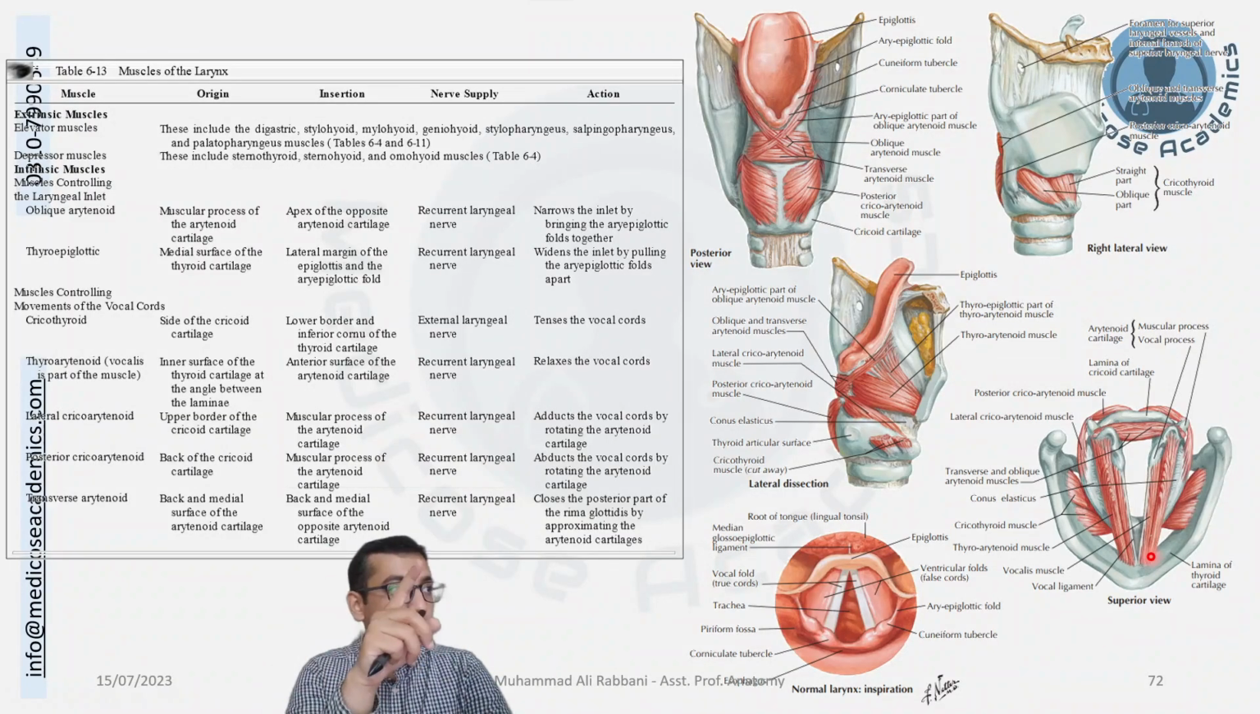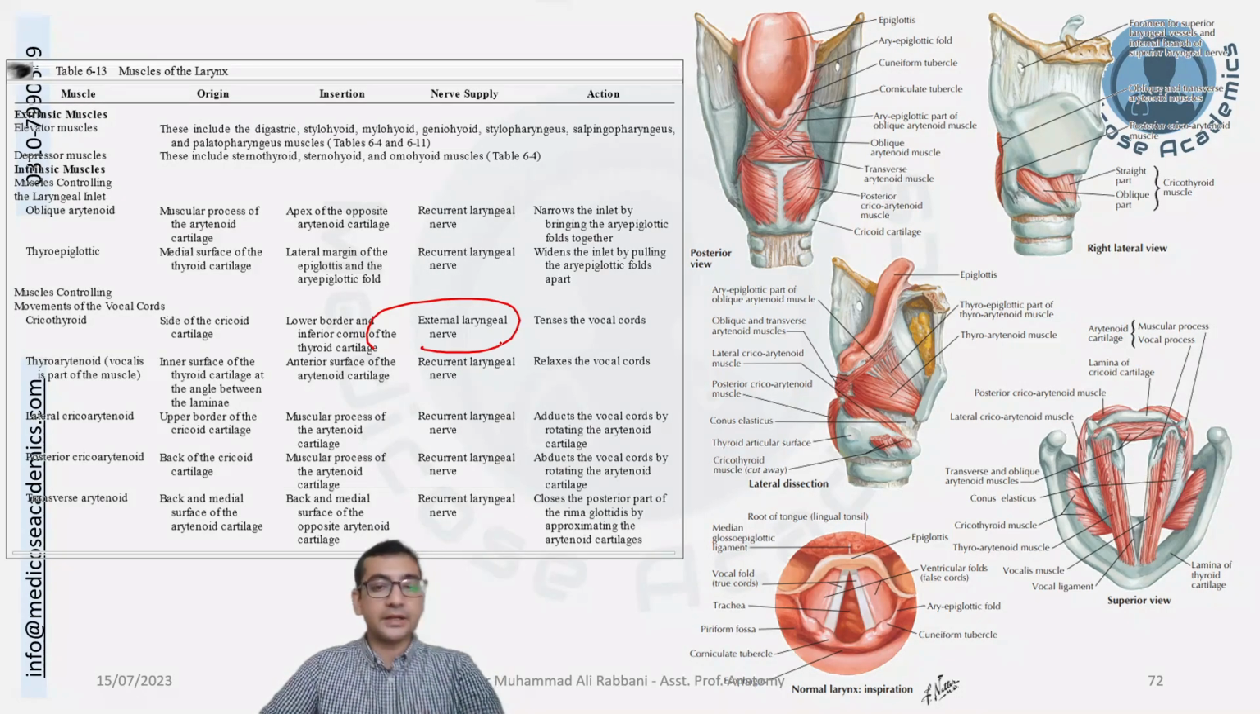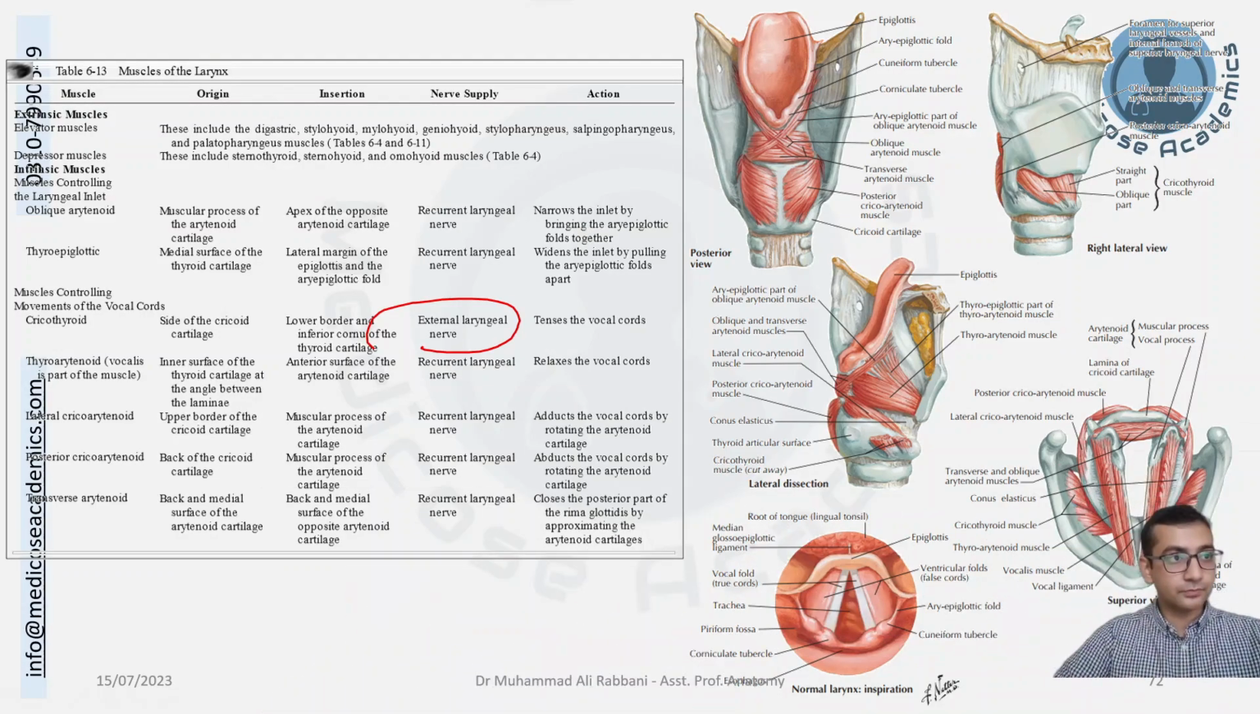And the one thing that you can see is that there is only one muscle that has a different nerve supply, and that is supplied by the external laryngeal nerve. All the rest of them are supplied by the recurrent laryngeal nerve.